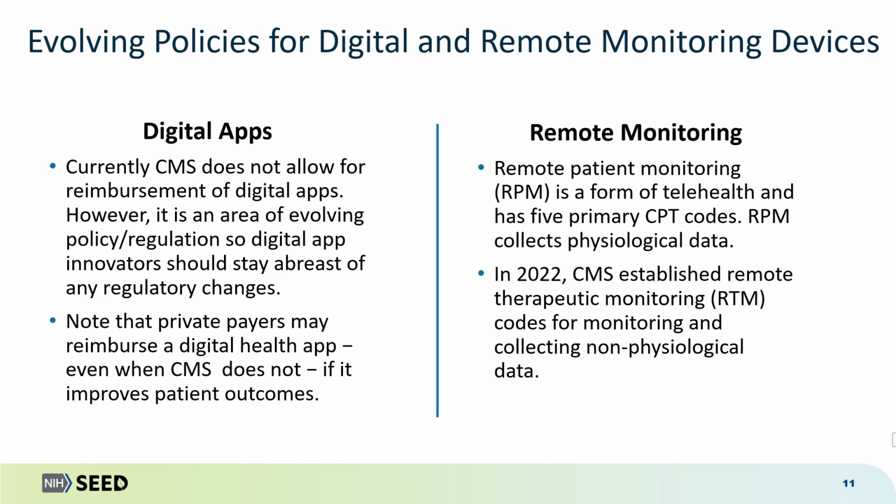Remote patient monitoring is a form of telehealth and has 5 primary CPT codes. RPM collects physiological data. It may be that you have an app that collects physiological data and communicates with the physician, and so the physician may be able to bill for remote physiologic monitoring. It may be then that the app is considered paid for under the remote physiologic monitoring codes. There are also remote therapeutic monitoring codes, and the same rules would apply there.